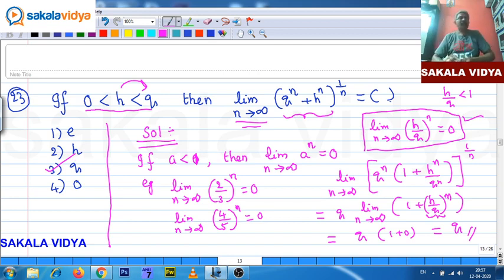So, for example, if q is less than h, what is your answer? Q is less than h means you will get answer h, that is all.